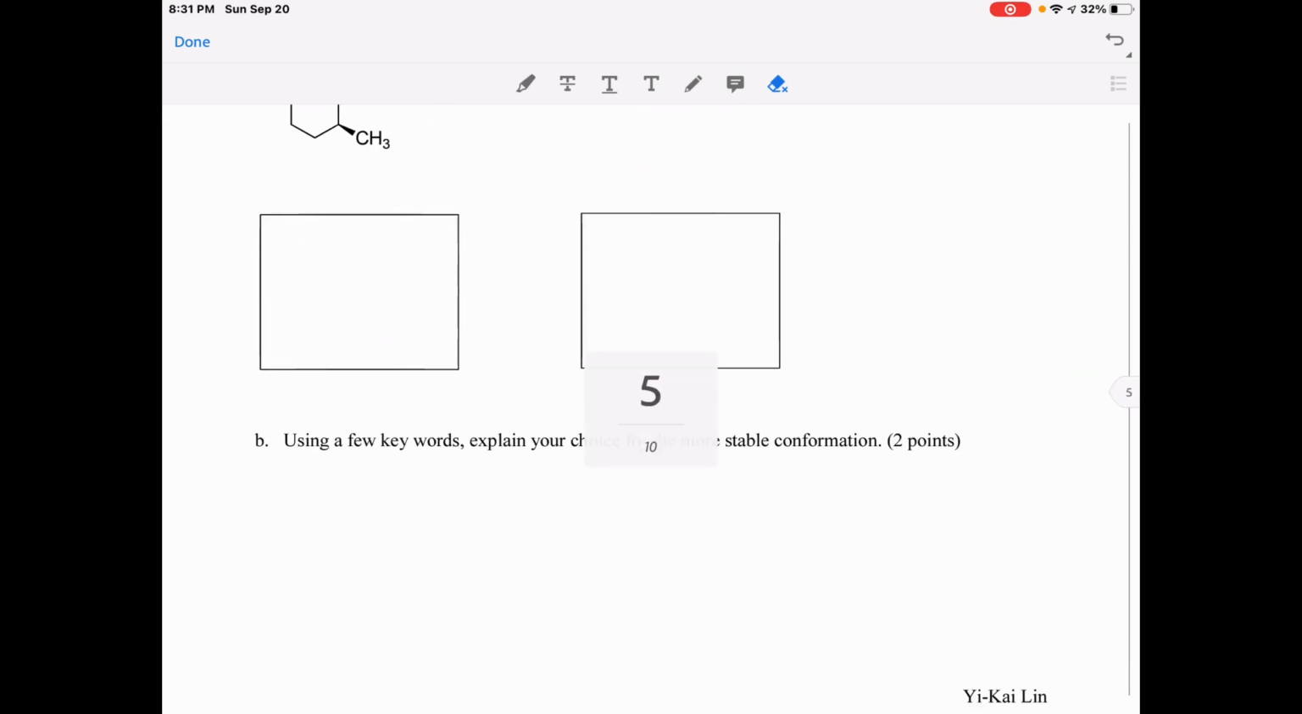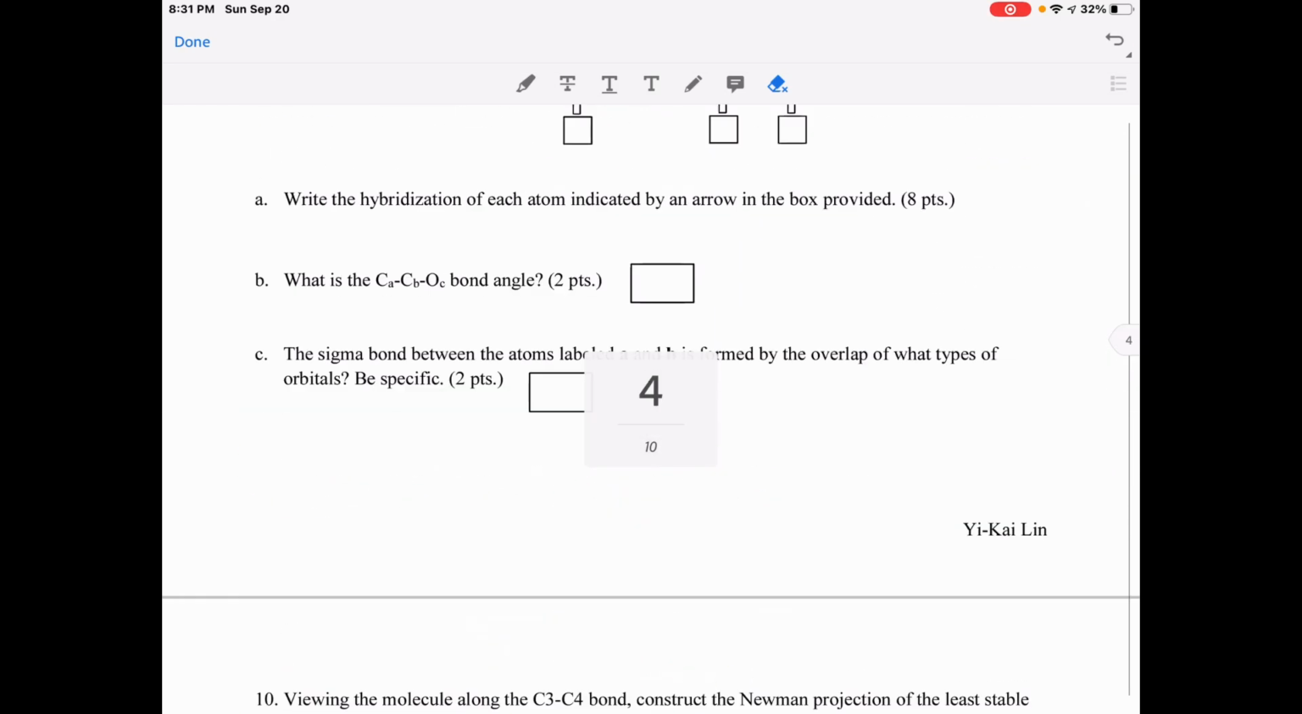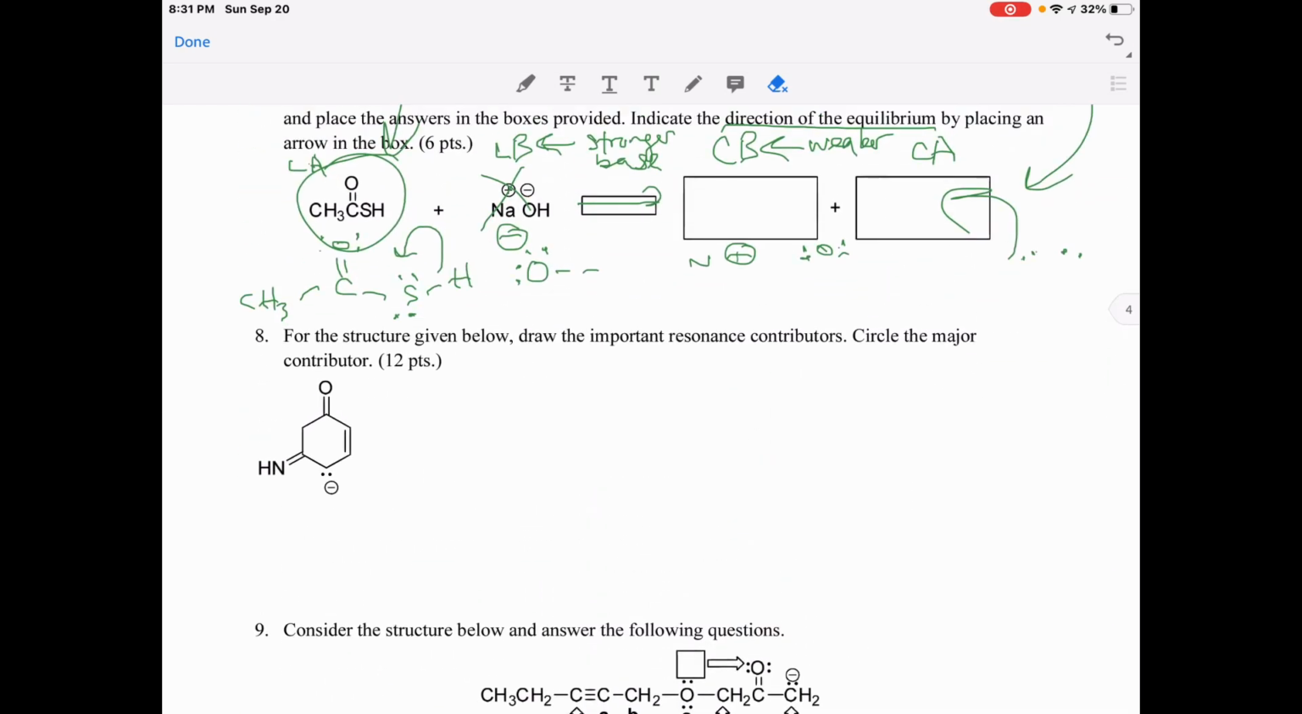Moving on to the next problem. We are given a molecule and we're asked to draw the most important resonance contributors. So our starting point in determining the resonance structures is this negative charge. And our goal is to try to delocalize or move around that charge without changing the connectivity of the atoms that are already in that molecule.